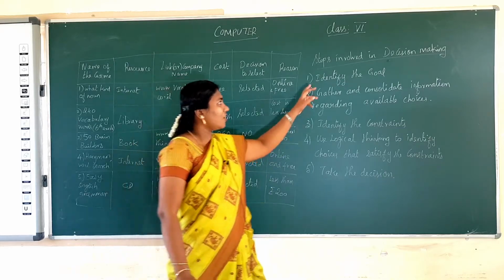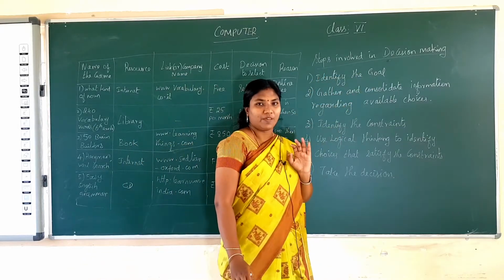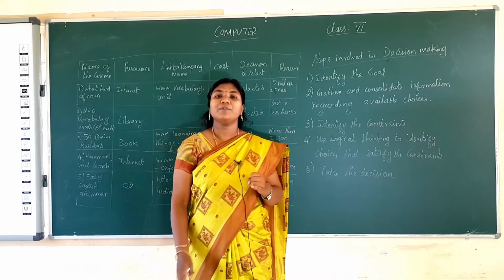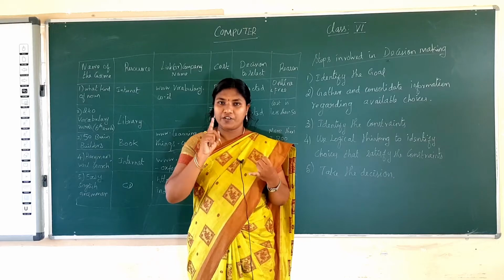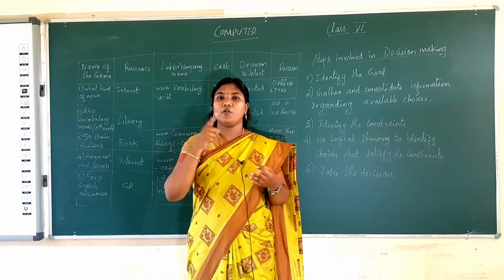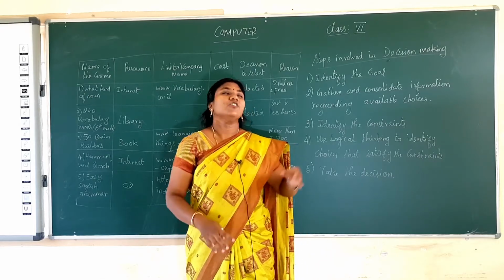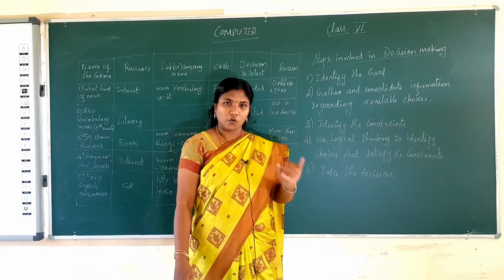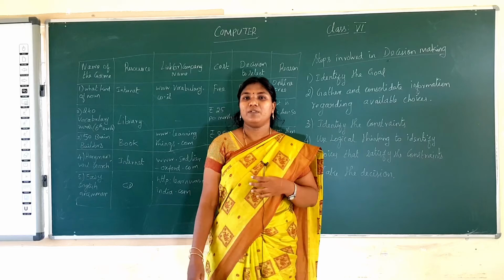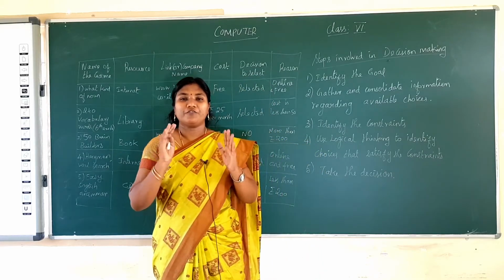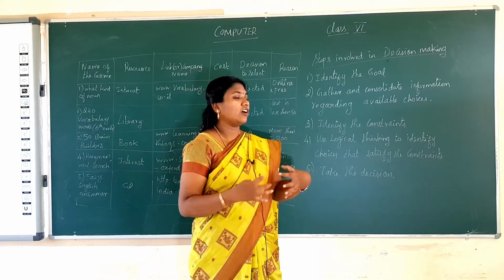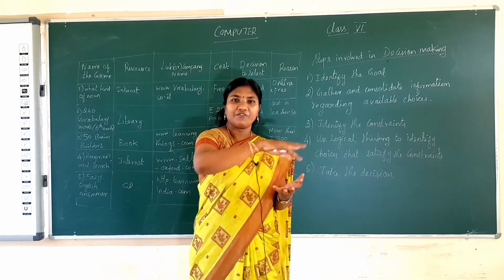Okay. So what are all the steps involved in decision making? First one, identify the goal. So what is the first step? You should identify the goal, whether you are going to search a science fact, or whether you are going to search Tirukkural, or whether you are going to gather news or anything. So first you must identify the goal. Second one, gather and consolidate information regarding available choices. Next you have selected the topic, that is the goal. Then you have to gather and consolidate information around that.